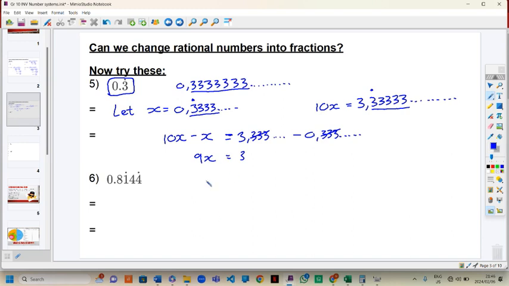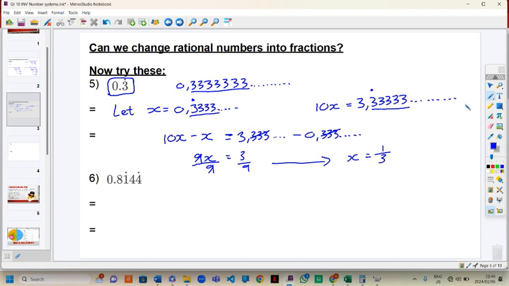Now let's solve for x here. Divide by 9 on both sides. Let's carry on here. Don't have enough space. 9 divided by 9 is 1. And we've got x equal to 3 over 9, simplified, is 1 over 3. I hope that's okay.